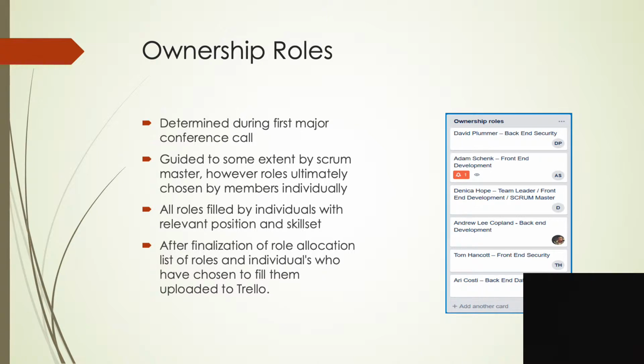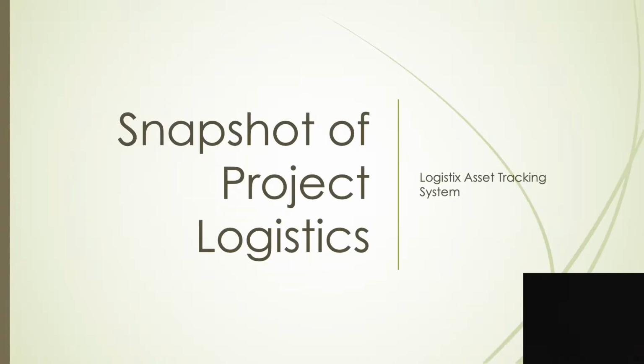The allocation of areas of ownership were guided to some extent by the Scrum Master and the assigned position of the team members. However, the final role of each member was chosen by the individual. Once finalized, a list was created in Trello so all team members could clearly see what their area of responsibility was.